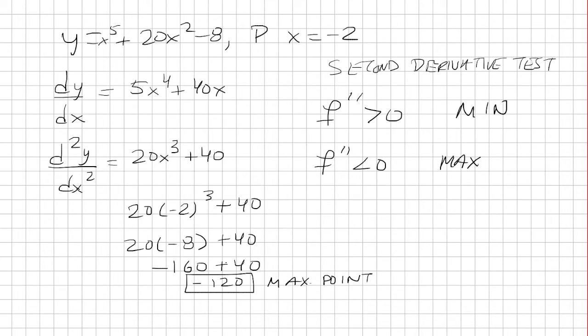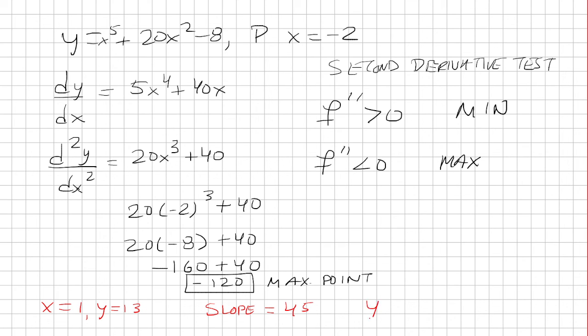Now let's find an equation of the tangent to the curve at the point where x equals 1. So for a tangent line, you need a point and a slope. So let's say the point we want is x equals 1. Now the y value, you just plug in x equals 1, you get 1 plus 20 minus 8. That's going to give you 13. For the slope, we have to plug in x equals 1 in the first derivative. So that's going to be 5 plus 40, which is 45.